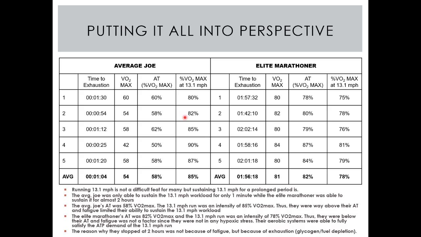The 13.1 mile per hour run was at a relative intensity of 82% VO2 max, which is higher than the intensity at which their anaerobic threshold is observed, which was 58% of their VO2 max. This means subject 2 was way above their anaerobic threshold during the 13.1 mile per hour run. Thus, conceivably, subject 2 may have experienced greater hypoxic stress and thus fatigue compared to subject 1, and that is reflected in subject 2's performance.